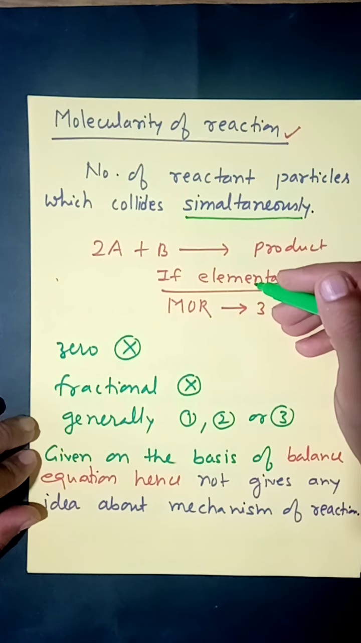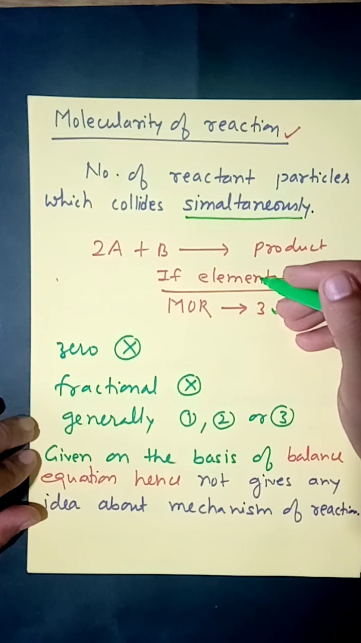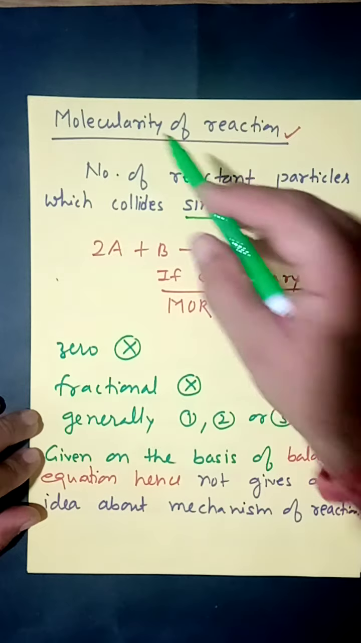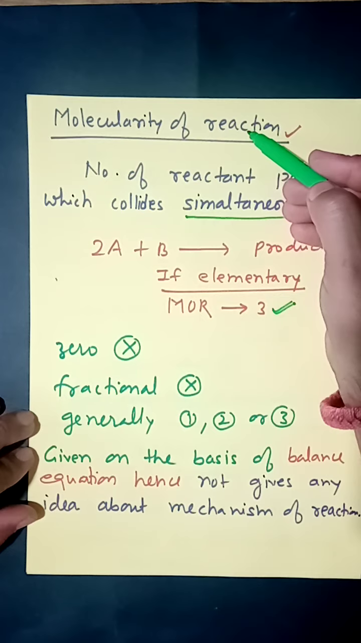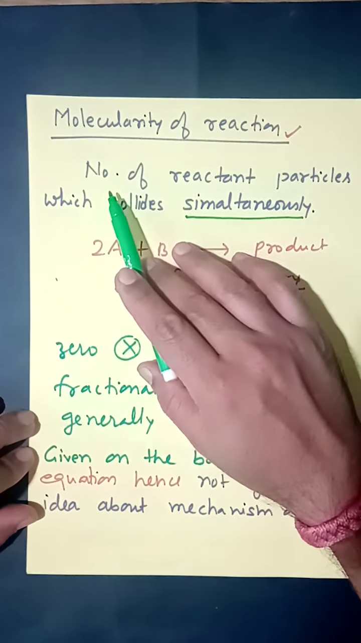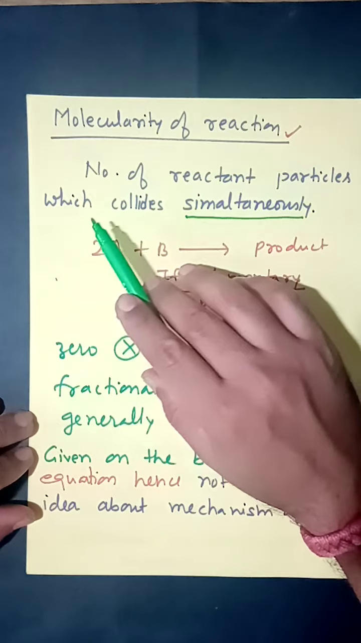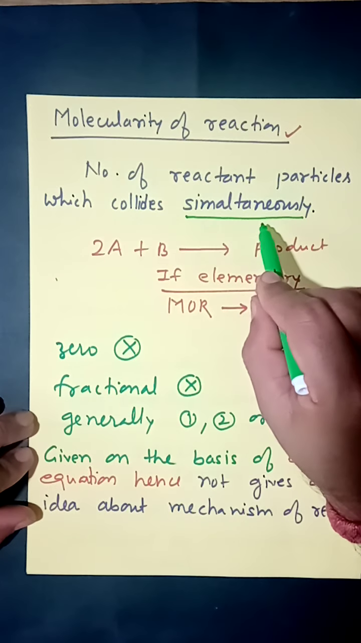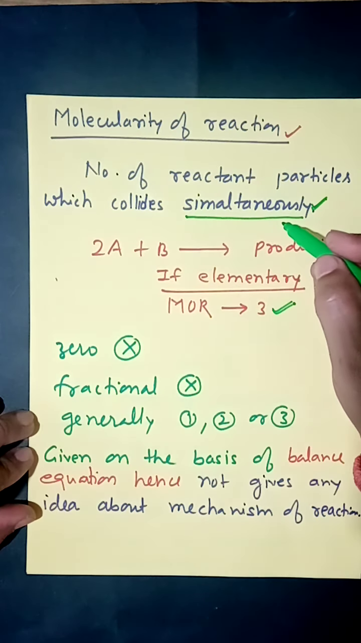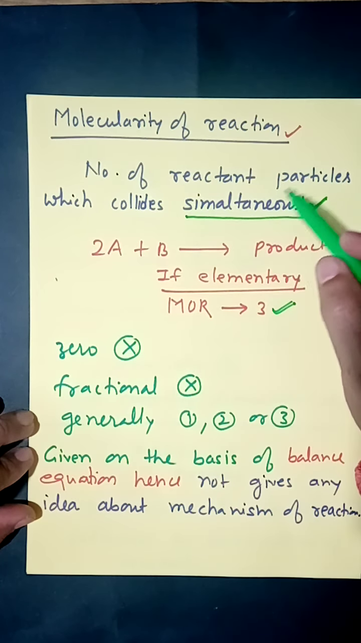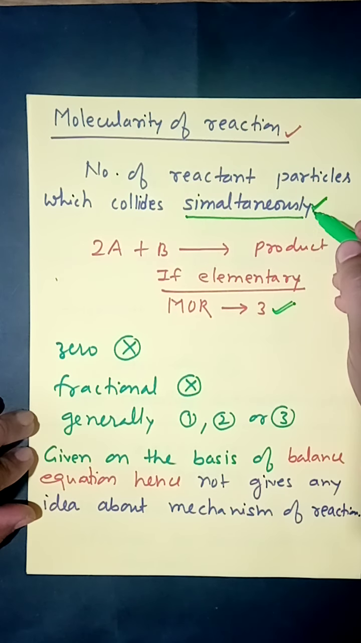In the previous video, I shared how to define instantaneous rate and average rate, and how to calculate the instantaneous and average rate of reaction. Today we are starting with molecularity of reaction. It is a simple terminology, defined as the number of reactant particles which must collide simultaneously. Remember, this is a very important phrase to define molecularity of reaction. It is the number of reactant particles which collide simultaneously in a reaction.